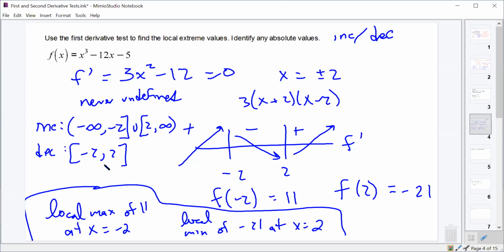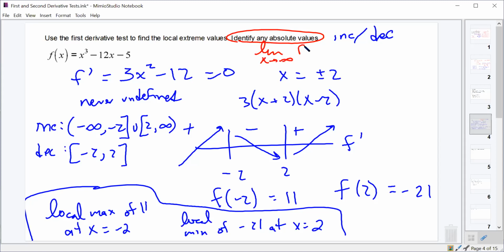Yeah. All right, now, the last thing it asked us was to identify if any of those are absolute extrema. So is that local max an absolute max of this function? Nope. And how do you know that? If you plug in something like 1,000, you're going to get a number a lot higher than 11, or a lot lower on the negative end.